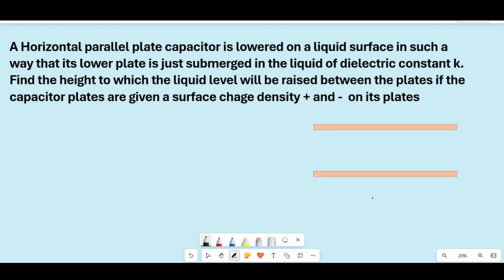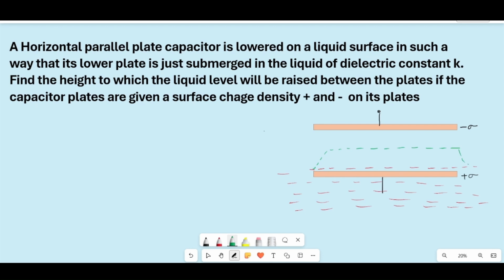So here is a parallel plate capacitor with charge density minus sigma on one plate and plus sigma on the other, and the bottom plate is lowered in a liquid of dielectric constant K. Say the liquid level initially is like this. Due to the electric field between the plates, the liquid level is raised to this height, and after that an equilibrium position is achieved.